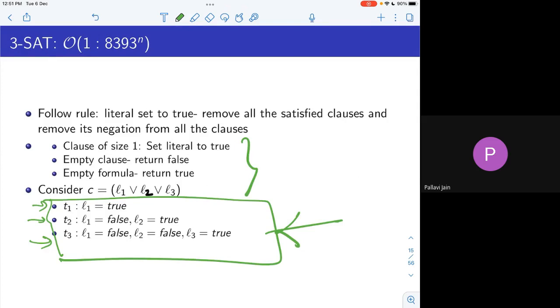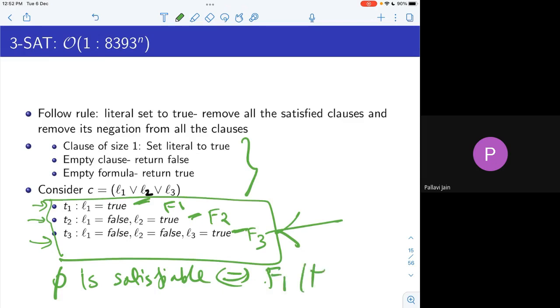So can you see that if I just try these three guesses, then if my formula is satisfiable, one of these three guesses should lead me in the right direction, right? Suppose the first one is giving me F1 after this partial assignment of L1, the second one is giving me F2, and the third one is giving me formula F3. Okay, then we can show that F is satisfiable if and only if either F1 or F2 or F3 is satisfiable. One of them is satisfiable. Right? This we can show now. Okay. So any idea what running time this algorithm will give us?